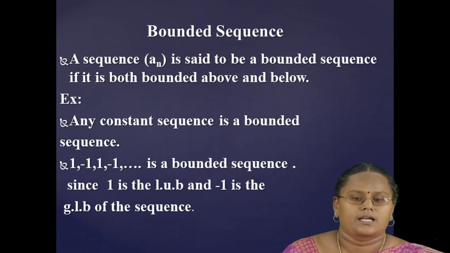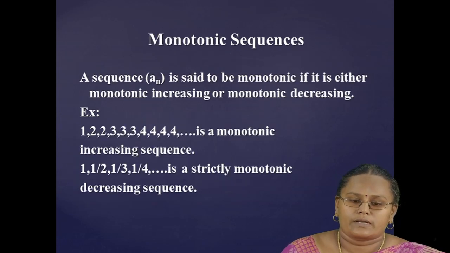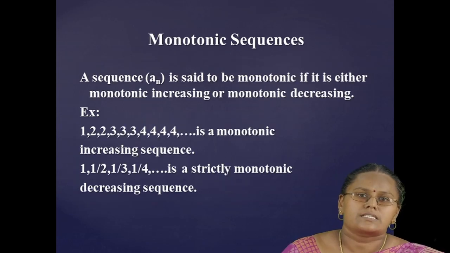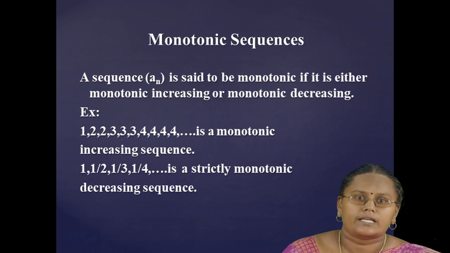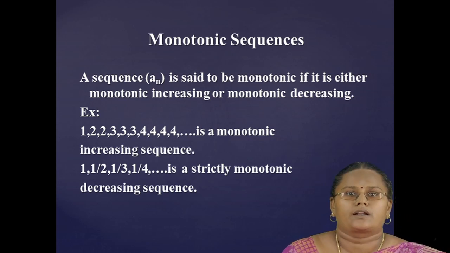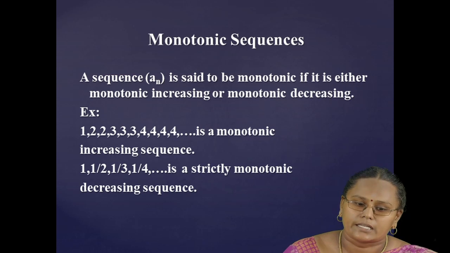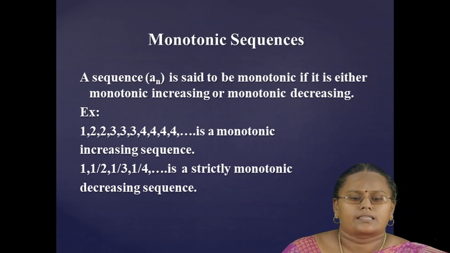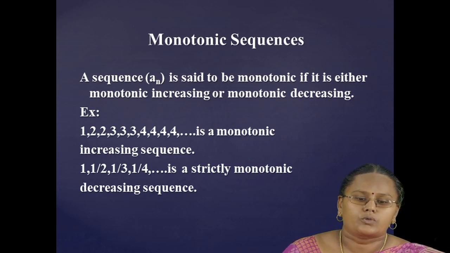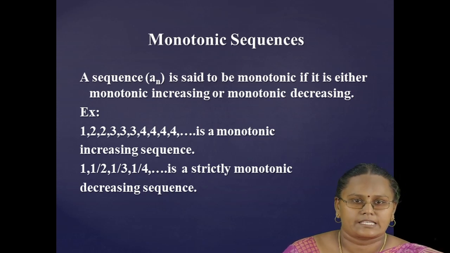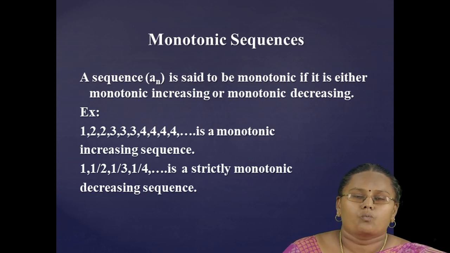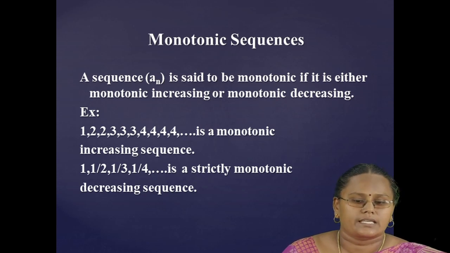Next, monotonic sequences. A sequence a_n is said to be monotonic if it is either monotonic increasing or monotonic decreasing. For example, the sequence 1, 2, 2, 3, 3, 3, 4, 4, 4, 4, etc. is a monotonic increasing sequence. Next, 1, 1/2, 1/3, etc. is a strictly monotonic decreasing sequence.